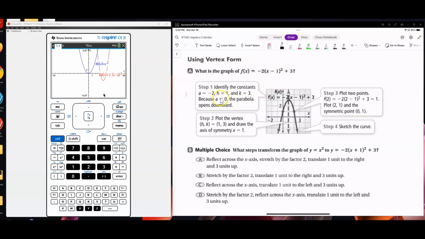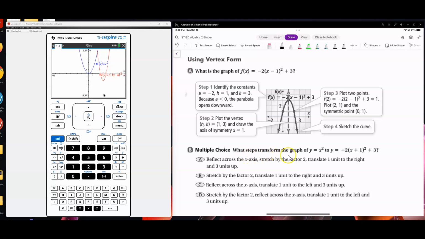And since a is less than 0, the parabola is going to go downwards, and that's a maximum point. Plot the vertex. We know the vertex is (1, 3). We know that these 2 points are on the parabola, and we know that this is the axis of symmetry, x equals 1.